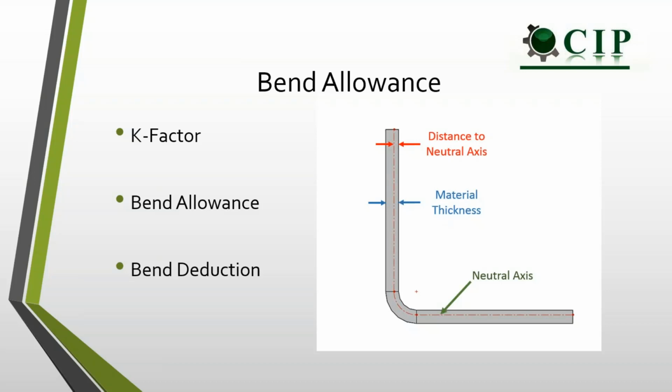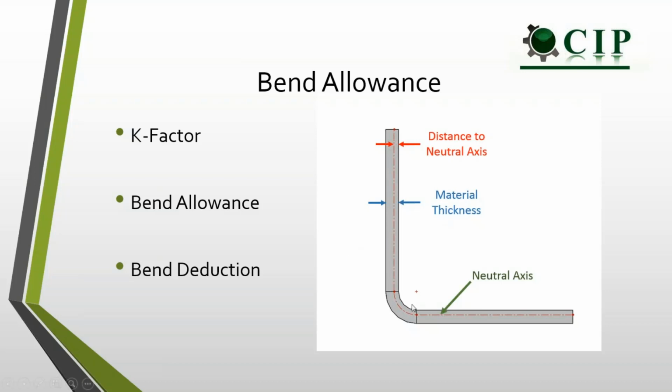Those being the K factor, bend allowance, and bend deduction. And we'll talk about those in a little bit of detail. And I'll just direct your attention to the little graphic there on the right. This is kind of a 2D sectional view of a sheet metal part, and there's a few characteristics that are always there within any sheet metal part that's being bent.